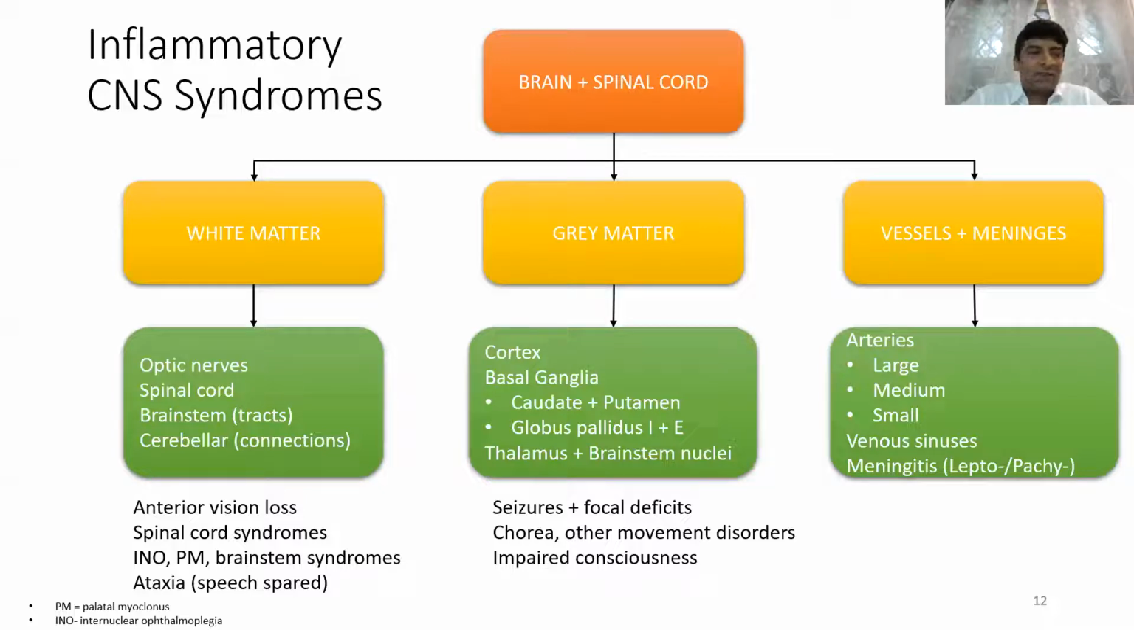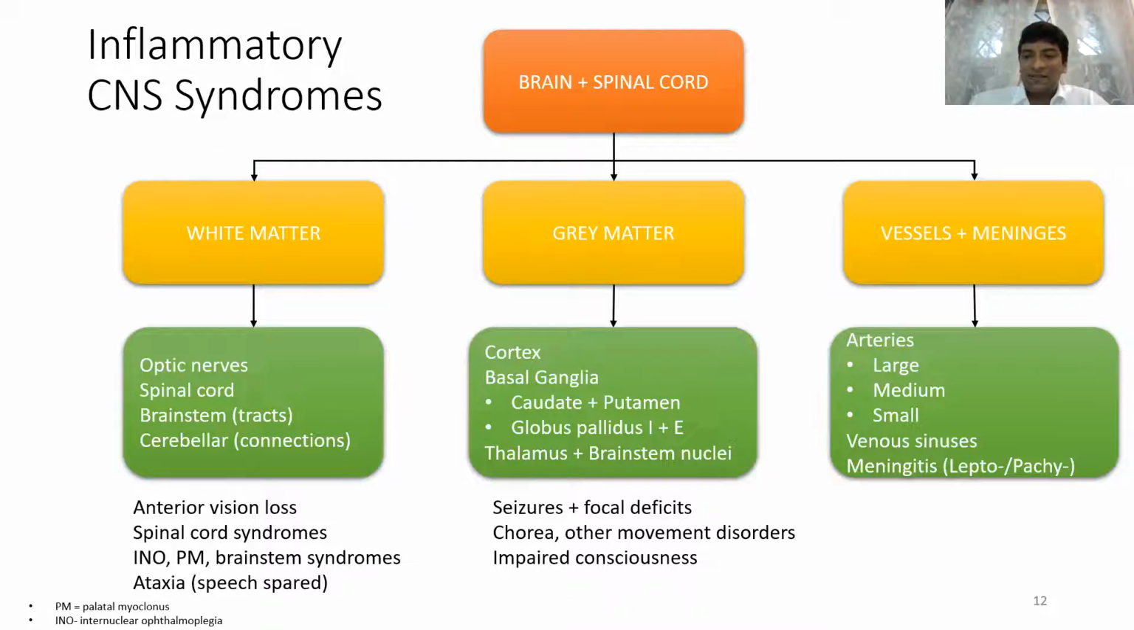So if you have cortical involvement, the symptoms will often be seizures or cortical deficits like cortical sensory loss or aphasia or hemianopias of cortical origin. And in case of basal ganglia involvement, we would expect to see chorea or ballismus or other movement disorders or impaired consciousness.